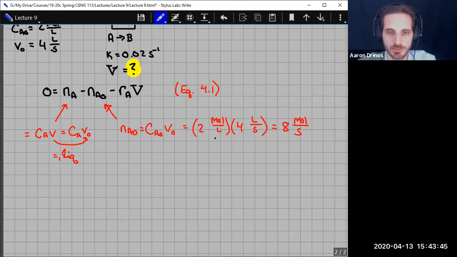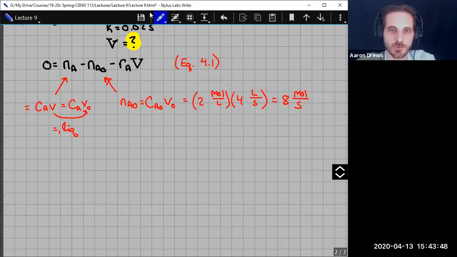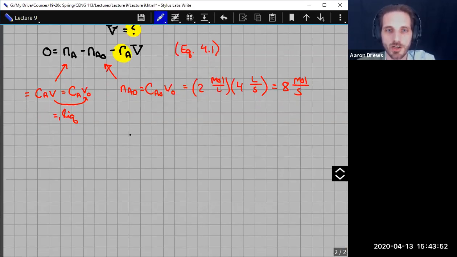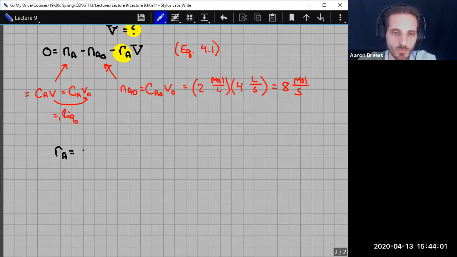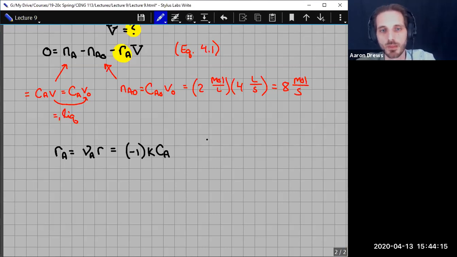Right? That's a pretty good thing because that's what we're after. And now let's deal with the rate. The rate is usually the reason why the problem becomes complicated. So R sub A, assuming it's an elementary rate law, will be equal to the stoichiometric coefficient of A times the rate of the reaction. So the stoichiometric coefficient of A is -1, and the rate here would be K C sub A. And that's the part that you're going to practice.